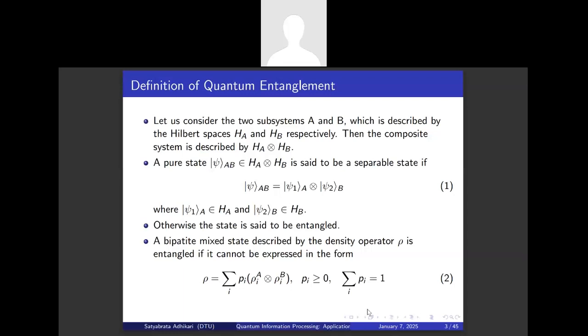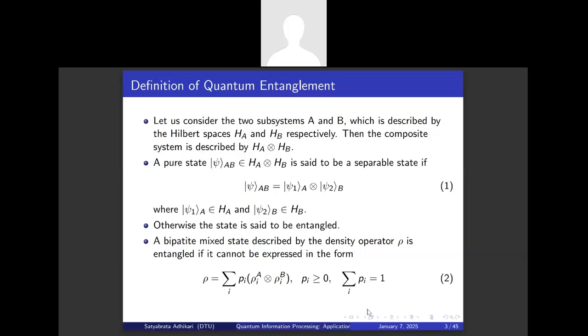Let us suppose some state is given to you. How can you recognize that this given state is an entangled state? This is the entanglement detection problem. Okay, so this definition will not help us a lot, but it will just tell us that if the state is represented in this form, then we can say that this state is a separable state.